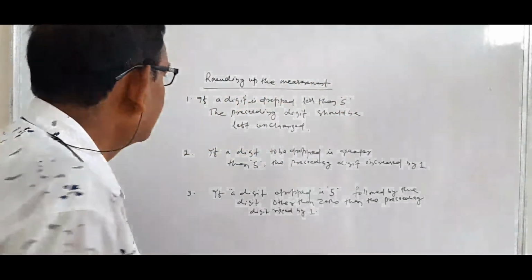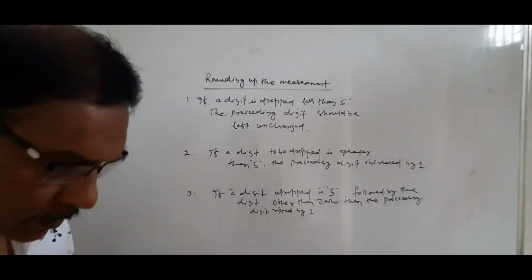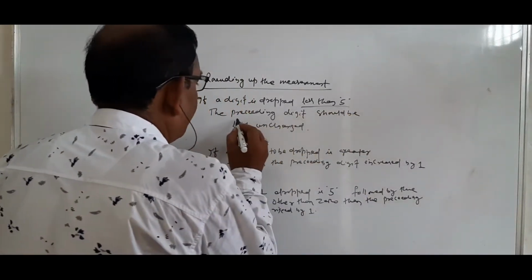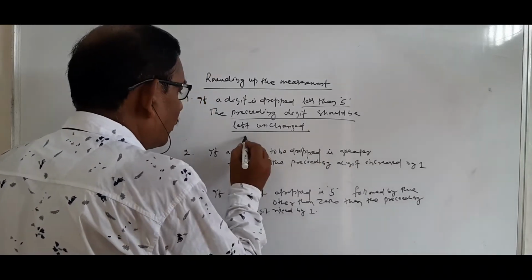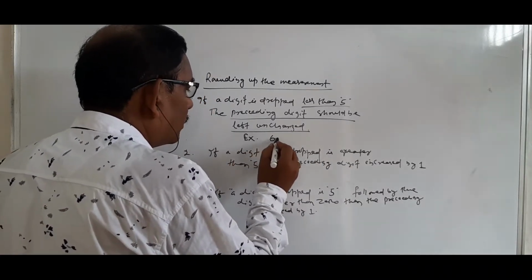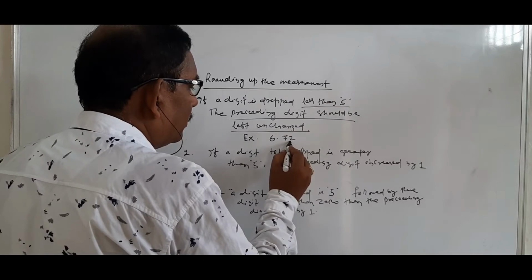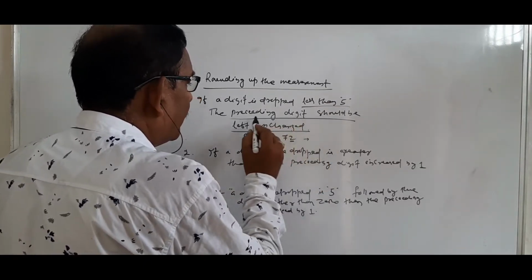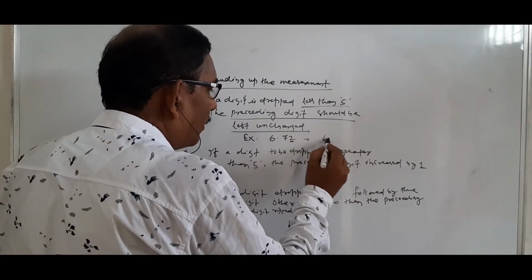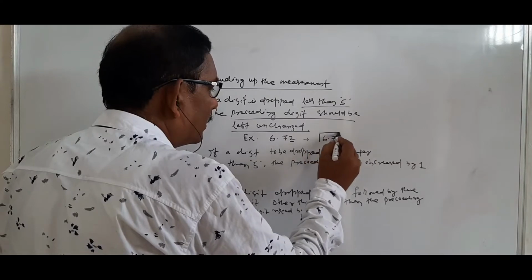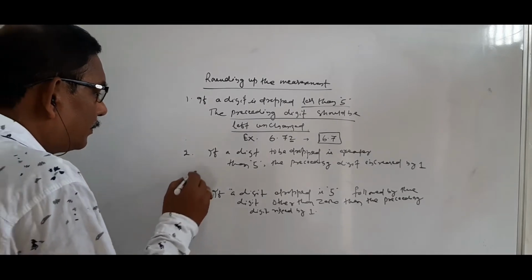So, look here at the rules. If the digit to be dropped is less than 5, the preceding digits should be left unchanged. It means, take one example, 6.72, the dropped digit is less than 5. So the preceding digit should be left unchanged. After rounding, the value becomes 6.7. Clear?